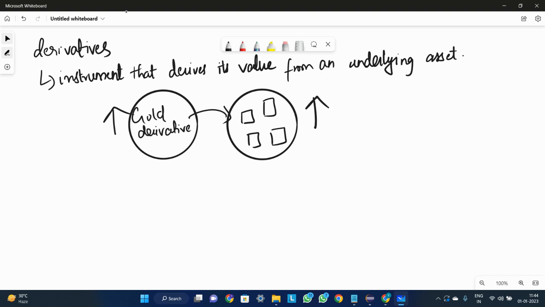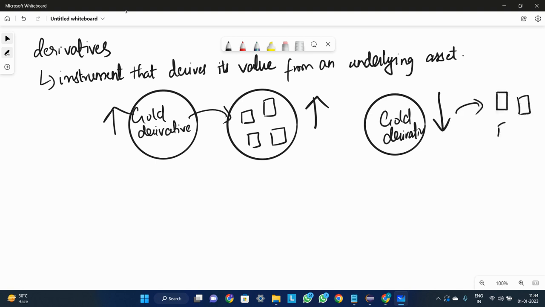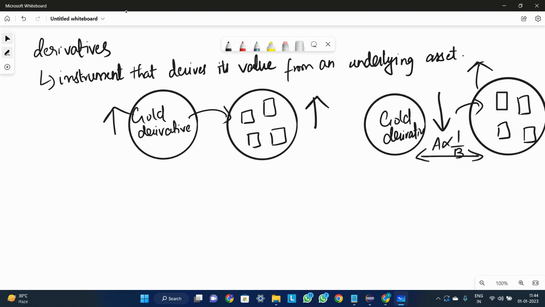There can be an opposite kind of scenario as well, where you have a gold derivative and the gold derivative decreases in value when the underlying asset, which is the gold, increases in value. So this is an inverse correlation, and the earlier one is a positive correlation, right? It's as simple as that.